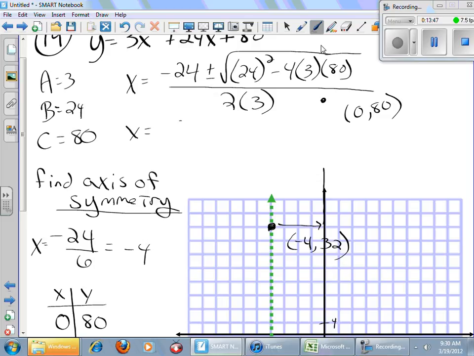All right, so I'm going to 1, 2, 3, 4. Get a point right there. On that point will be negative 8, 80. And now my parabola will do this. And there we go. This is a piece of cake.